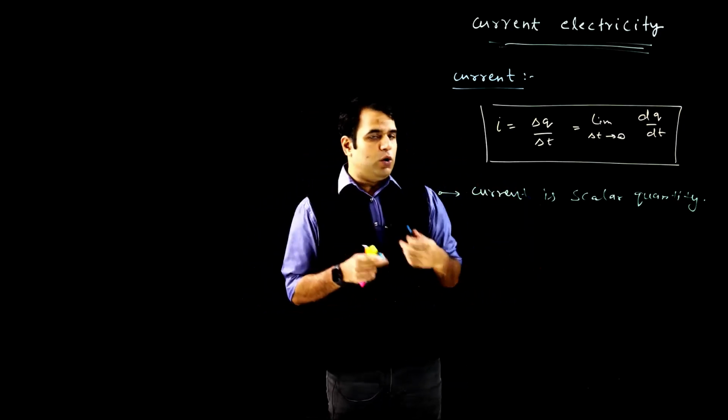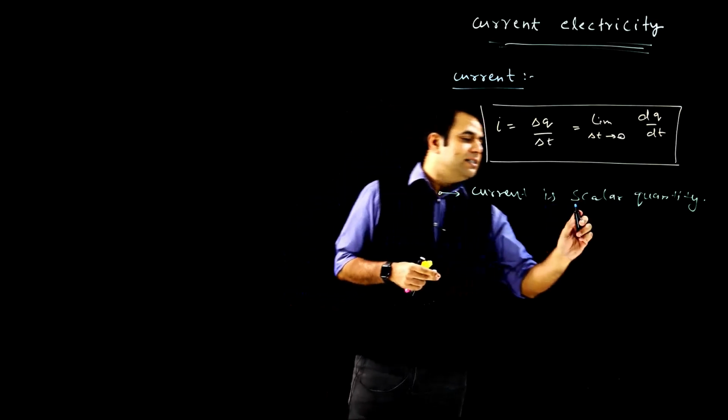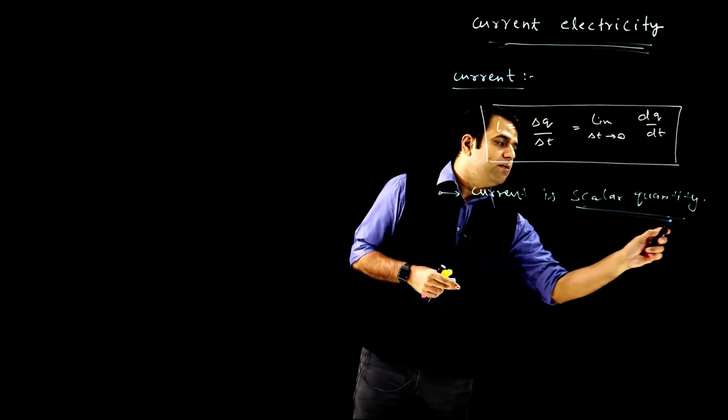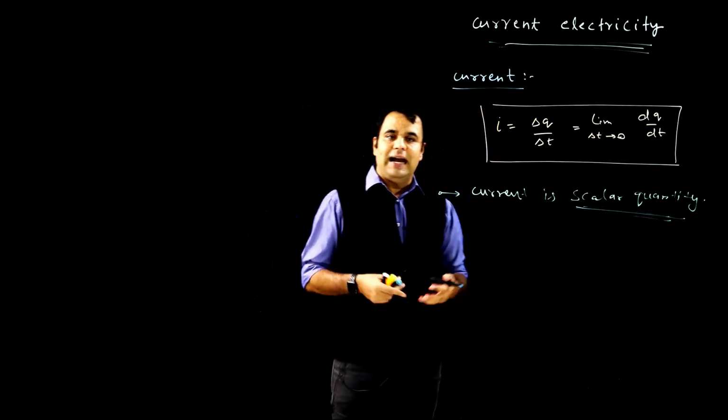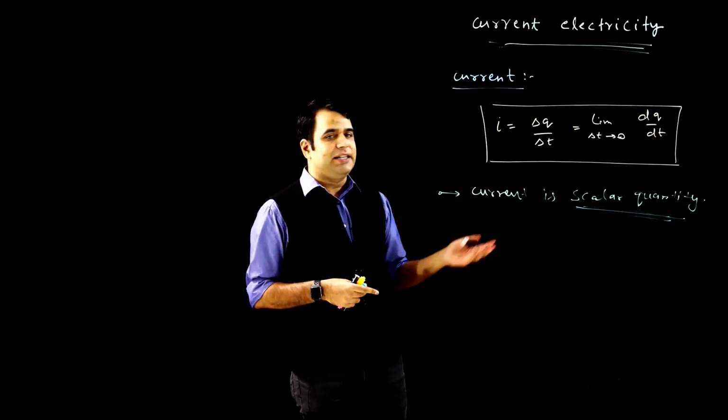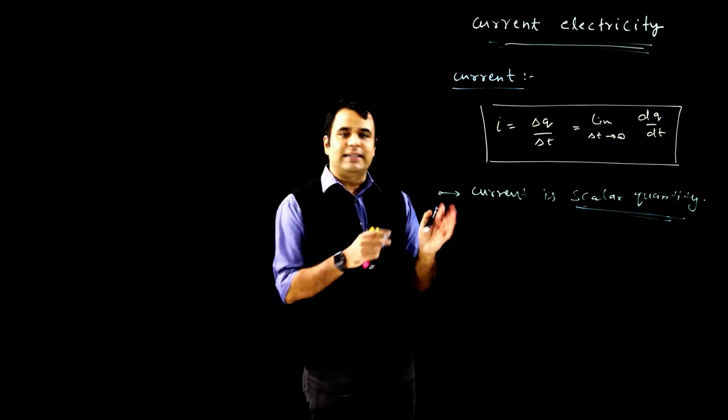So when we want to calculate the current, we can follow the scalar addition principle for adding it. If the current is moving in the same direction, then we can just add them. If it is moving in the opposite direction, we can just take the difference. So it's a scalar quantity.